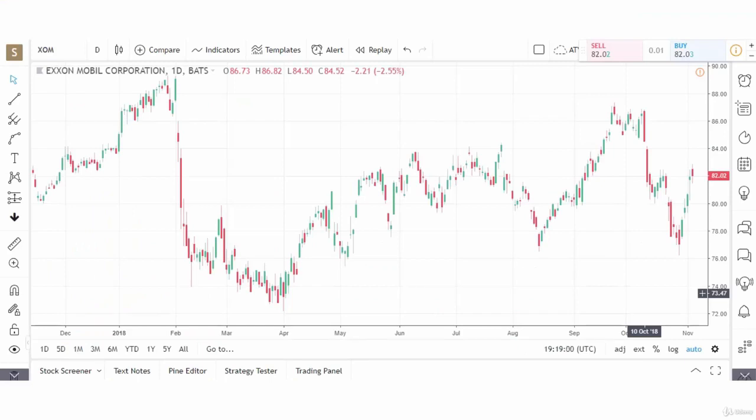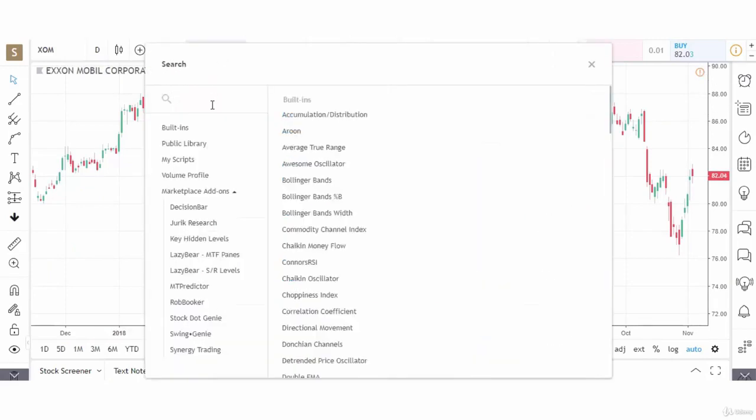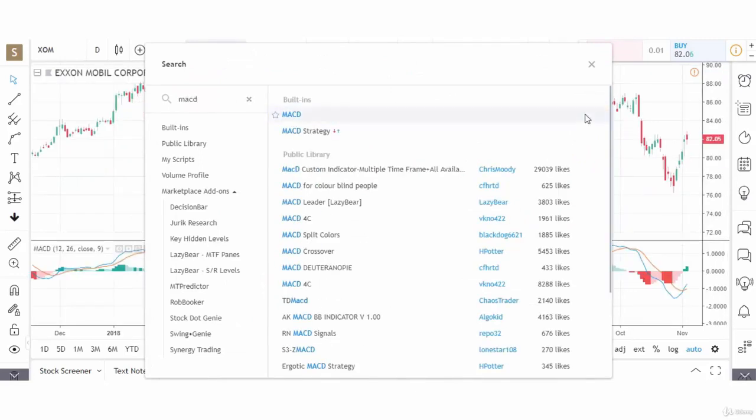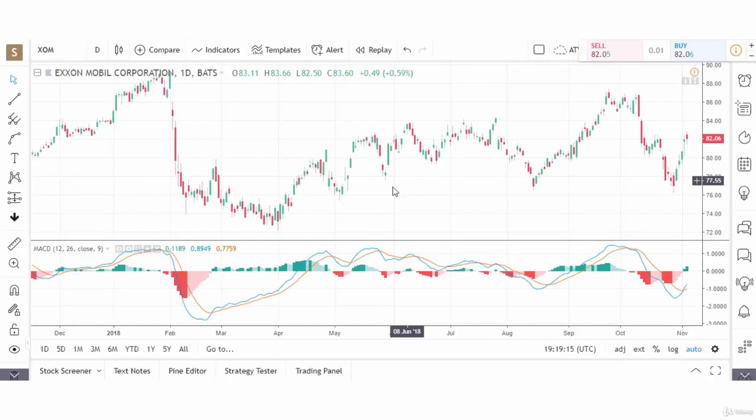Let's use a chart of ExxonMobil, XOM, on a daily basis to look at the MACD. So we're going to click on Indicators, type in MACD, click the MACD, close this box, and then we have the MACD at the bottom of the screen. The center line is the 0 line for the MACD, the blue line is the MACD line, and the red line is our 9-period EMA.